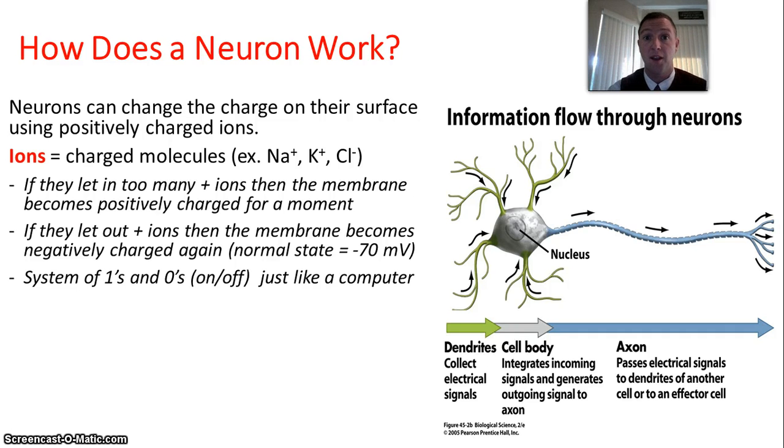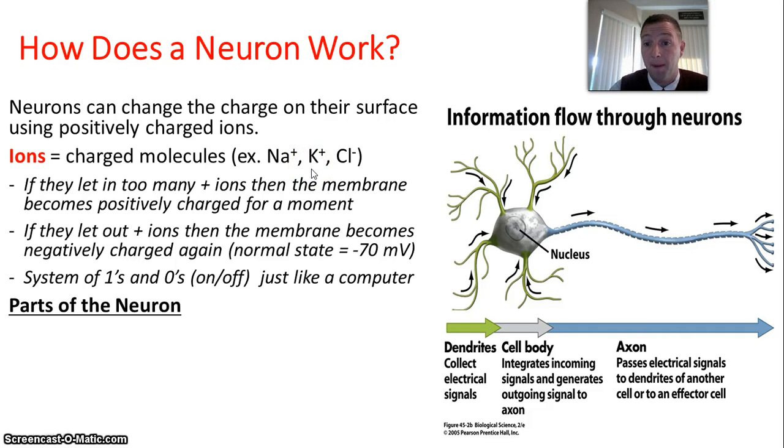And that's going to spur the next neuron to fire, or the next part of that membrane to generate an impulse. It's a little bit more complicated than that when we look at the nitty-gritty, but in general, what we're doing is we've got on and off flashes of electricity. We do this with positively charged ions, sodium and potassium, right?